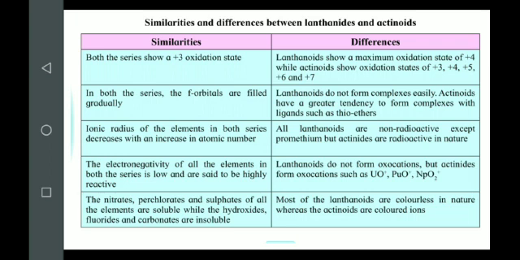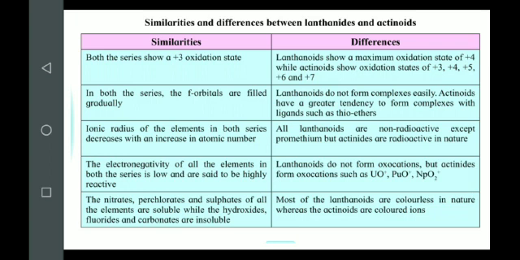The third point is that the ionic radius of the elements in both the series decreases with increase in atomic number. That is, we observe lanthanoid contraction as well as actinoid contraction. But actinoid contraction is greater in comparison to lanthanoid contraction. The difference is that all lanthanoids are non-radioactive except promethium, but all actinoids are radioactive in nature, as we have discussed.